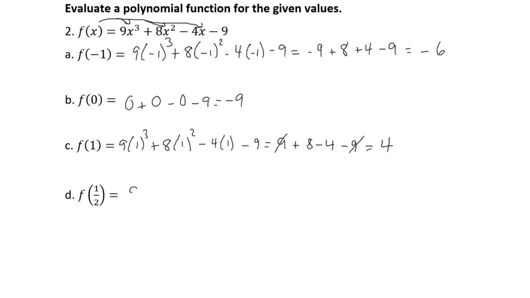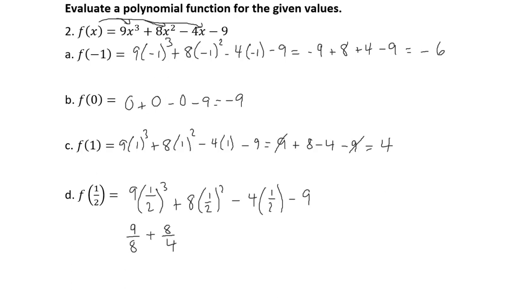All right, let's plug in a half. So half raised to the power of 3 plus 8 times 1/2 squared minus 4 times 1/2 minus 9. So that gives us 1 over 8 plus 8 over 4 minus 4 over 2 minus, and I'm just going to put this 9 over a 1.